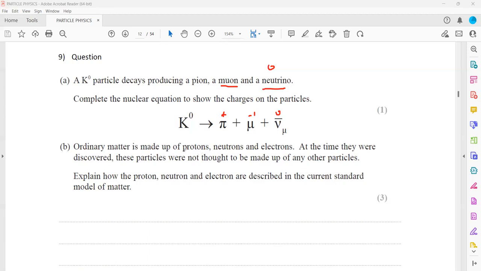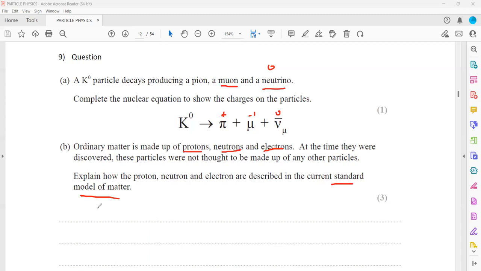Ordinary matter is made up of protons, neutrons, and electrons. At the time they were discovered, these particles were not thought to be made of any other particle. As you study the Dalton atomic theory and then the nuclear atom: Dalton's theory considered the atom a fundamental particle, but after that, the nuclear structure of the atom says that the atom actually consists of neutrons, protons, and electrons. And later we found that they are not all fundamental. Electrons are fundamental, but protons and neutrons are not. Explain how proton, neutron, and electron are described in the current standard model of matter.